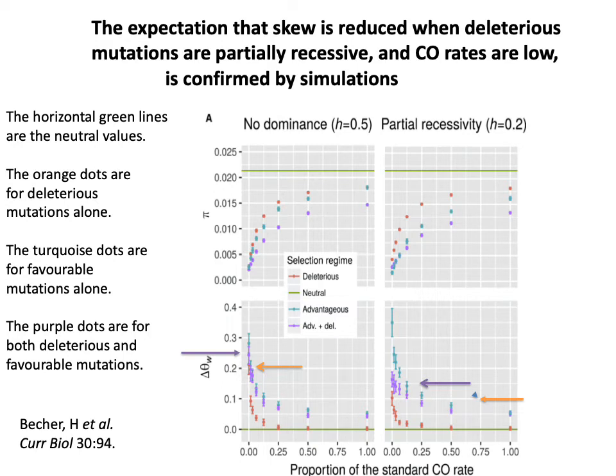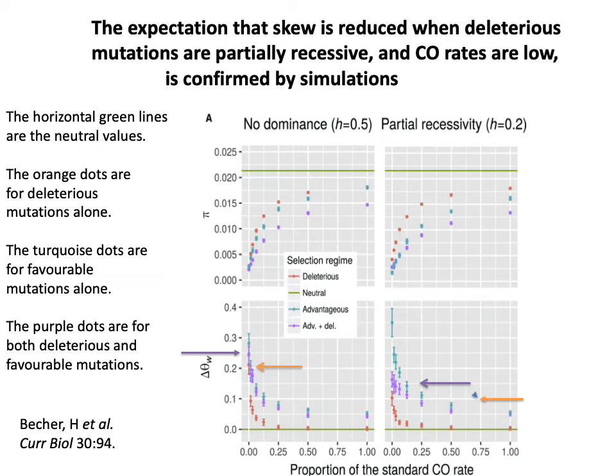The top two panels show the neutral diversity at sites embedded in the selected sites. The bottom two panels show our measure of skew, delta theta W. The left-hand side are results when there's no dominance, h equals 0.5. The right-hand side is when h equals 0.2, partial recessivity.